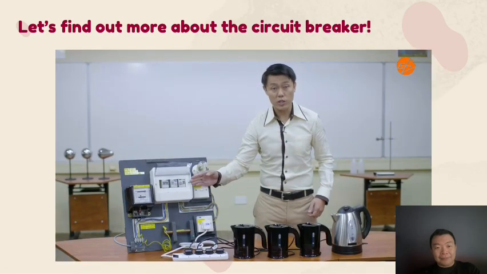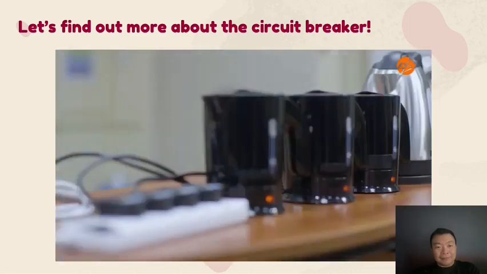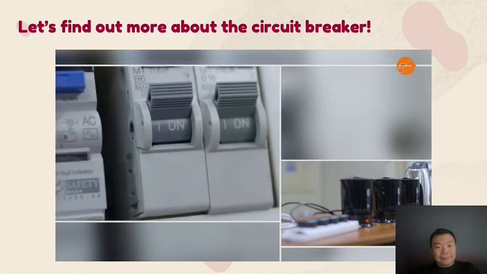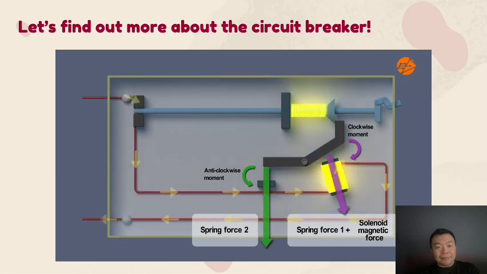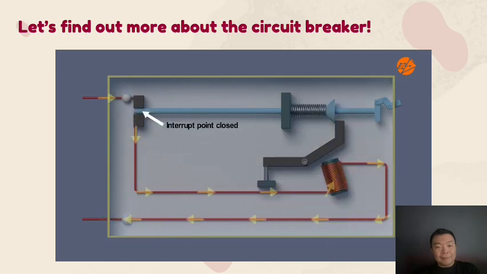Why does the circuit breaker trip only when this kettle is connected? Let's find out. When three kettles are connected in parallel, the total amount of current is below the rating of a circuit breaker. In this situation, the soft iron latch stays in its position. Spring force 1 and the solenoid magnetic force is not strong enough to create a clockwise movement to overcome the anti-clockwise movement due to spring force 2 acting on the latch about the same pivot. The interrupt point remains closed and current flows normally through the circuit.